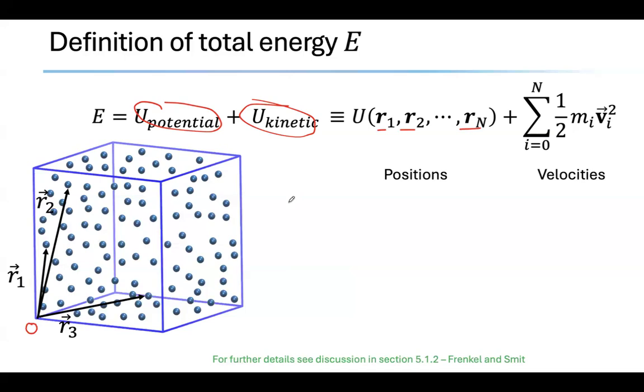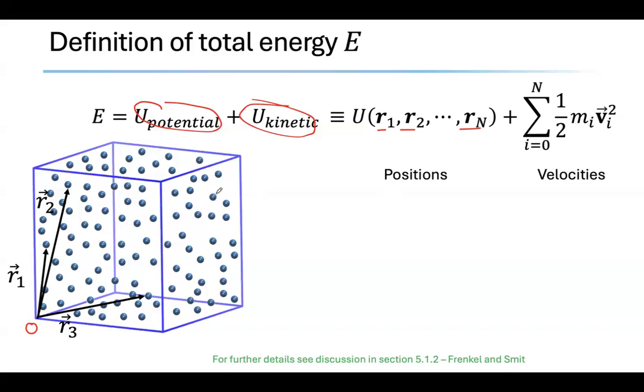Now, to calculate the kinetic energy, all of you are very familiar with your high school mechanics that the kinetic energy is given by half mv square. So this is no different in the case of molecular simulations. You calculate kinetic energies exactly in the same way. So you calculate half mv square for every molecule, and then you sum that over all the molecules inside the box. So that gives you the total kinetic energy.